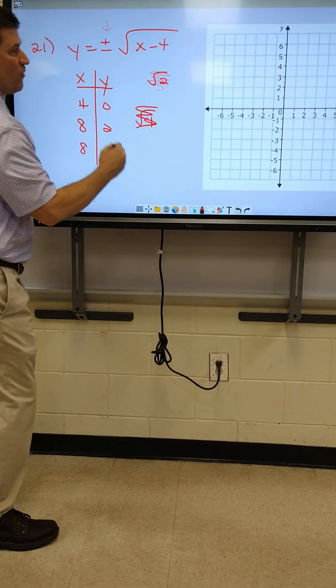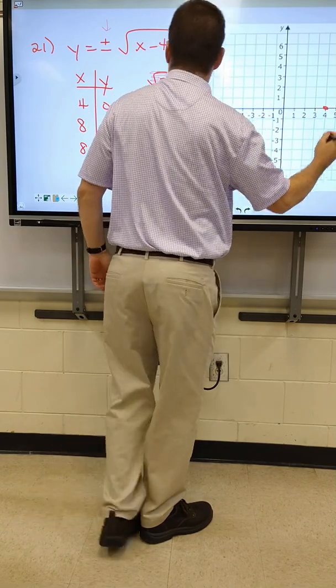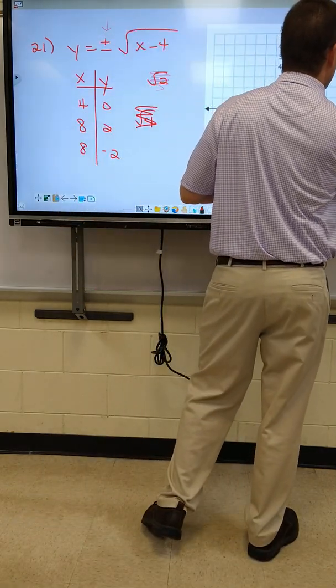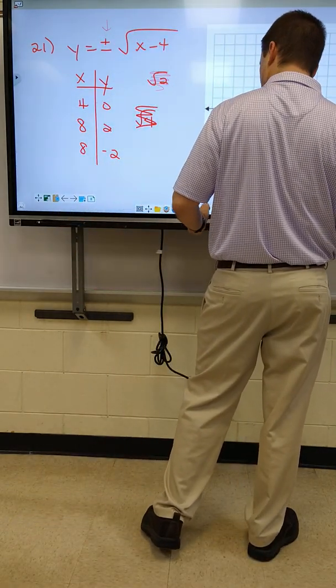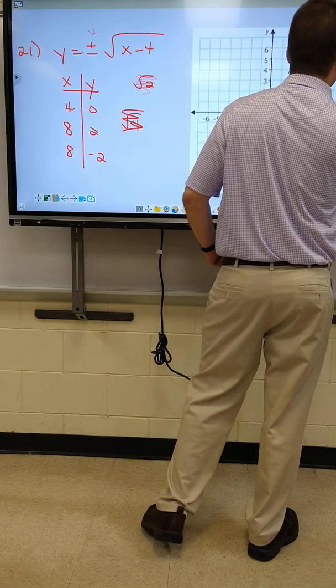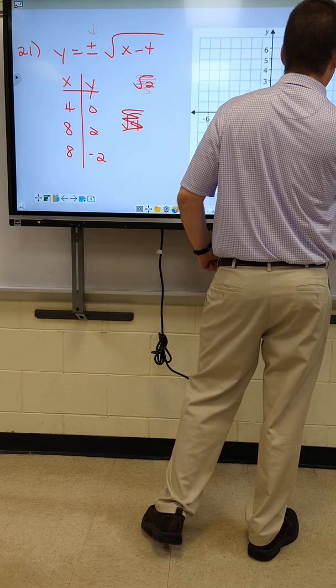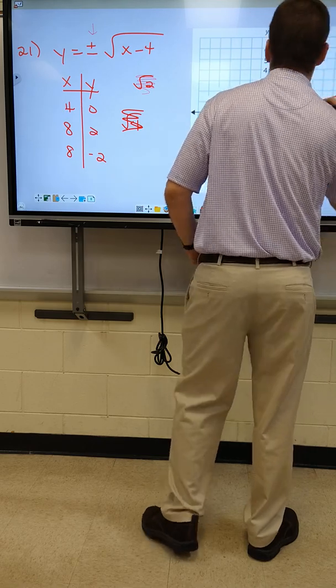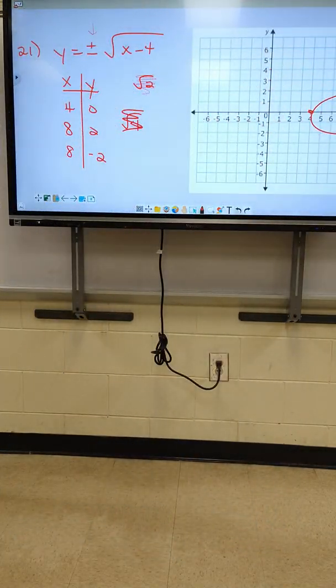All right, so I go over 4 up 0 here, over 8 up 2, over 8 down 2. It makes a parabola that's sideways. Do I have to worry about shading on that one tomorrow? No, it's got an equal sign.